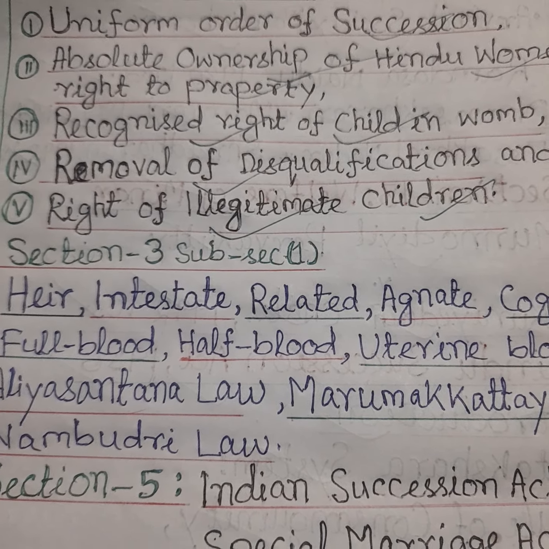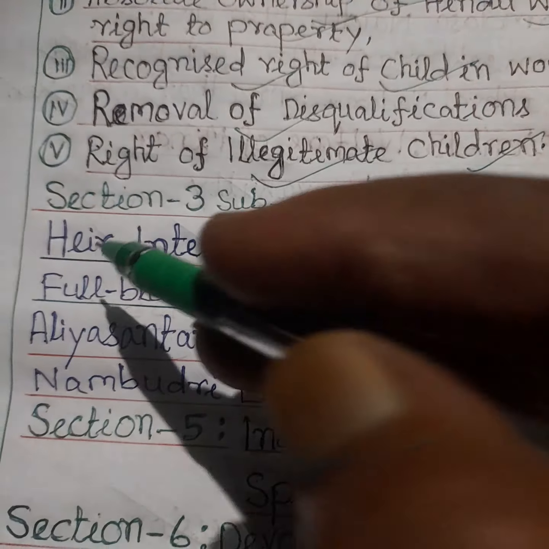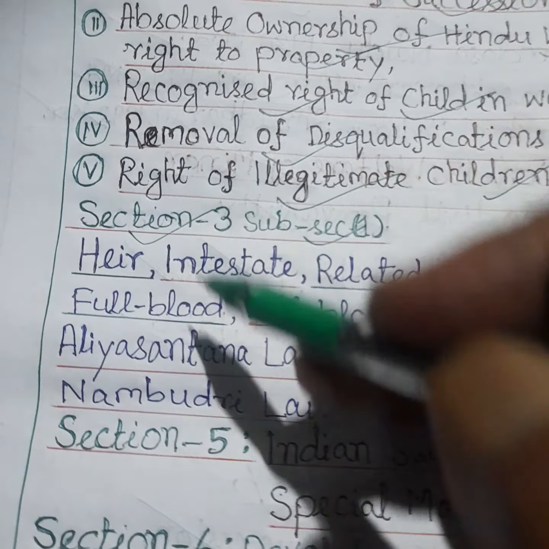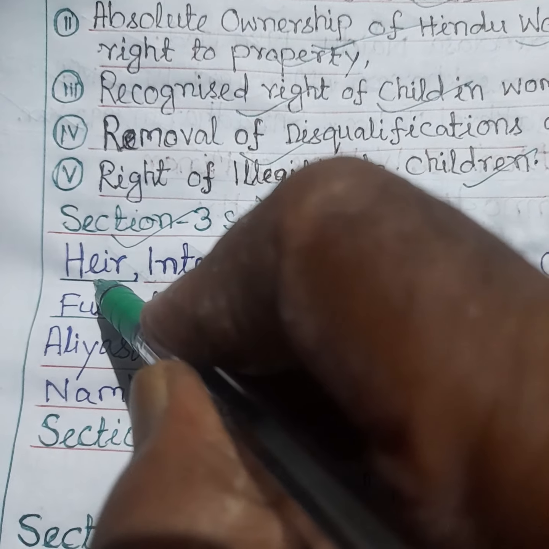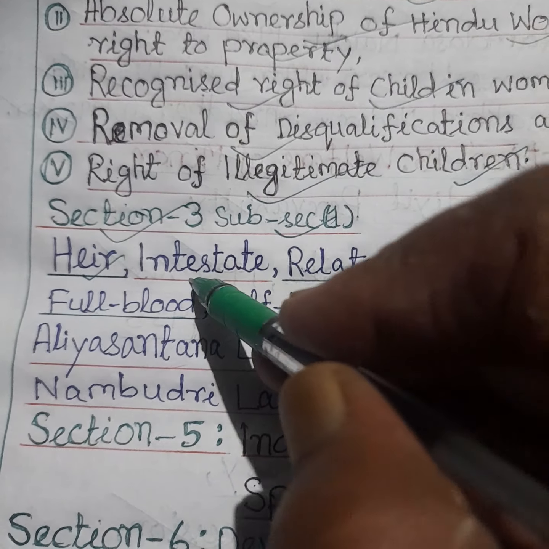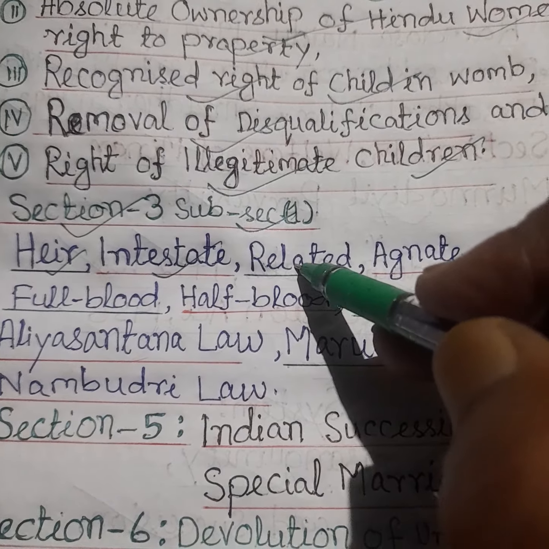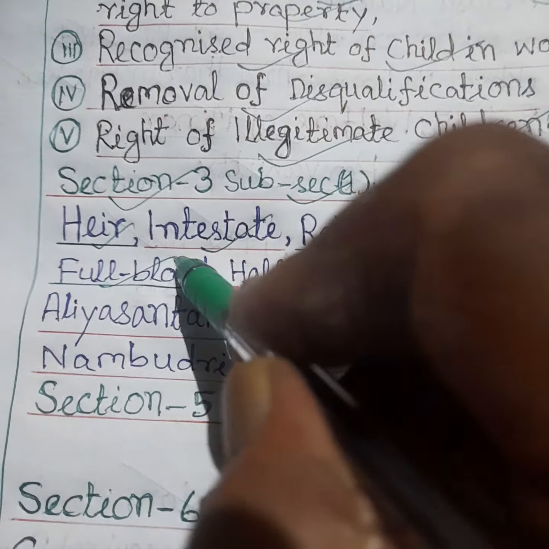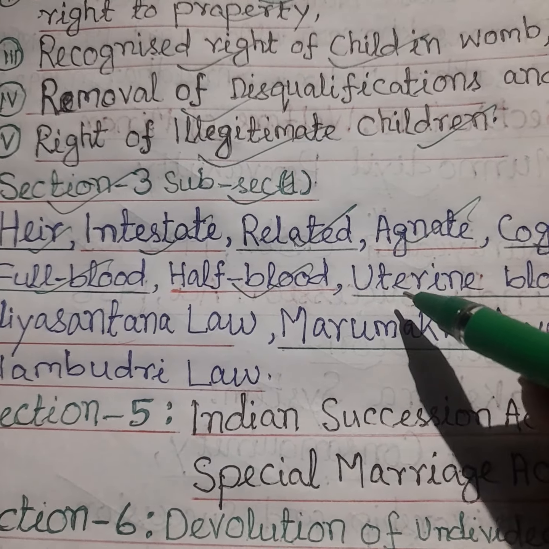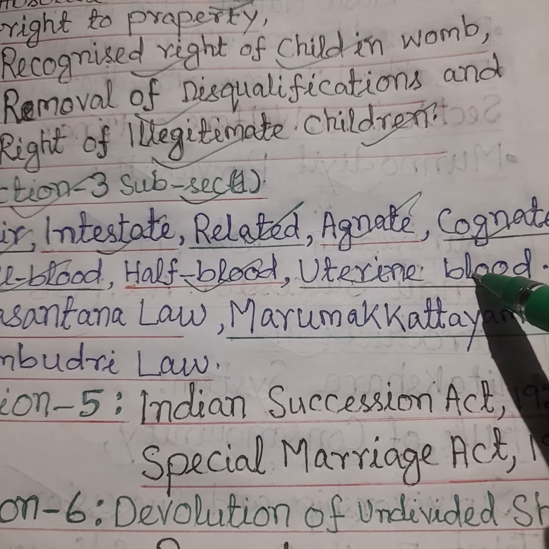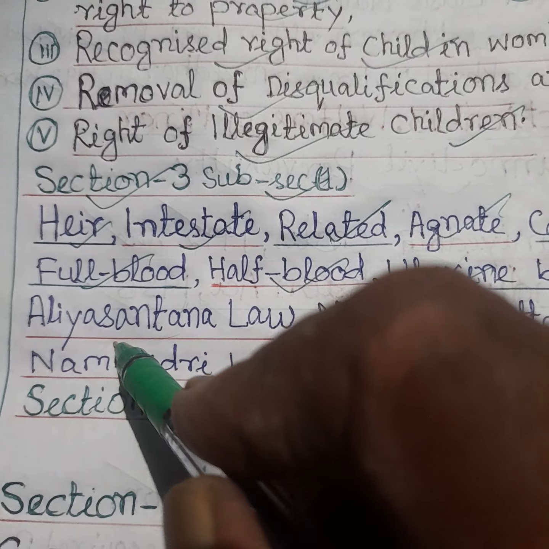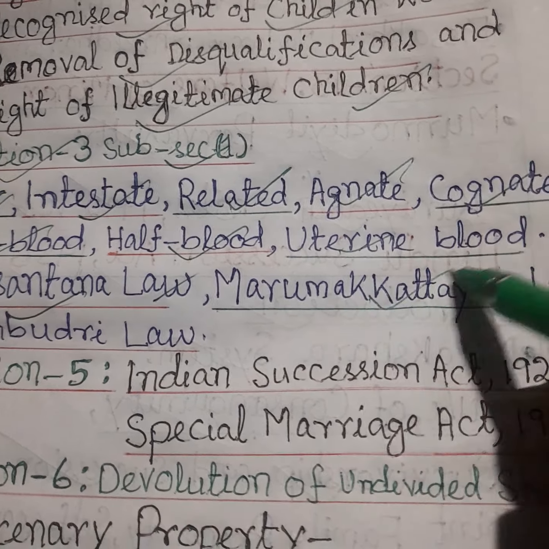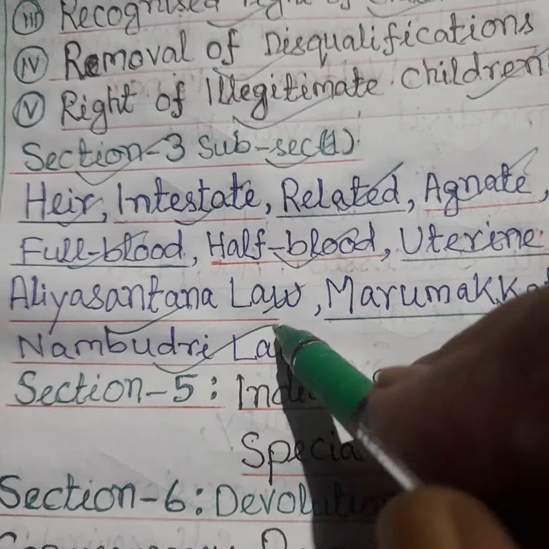As per the definitions under subsection 1 of section 3, first we will deal with the definition of heir, then intestate, then related, then agnate, then cognate, full blood, half blood, uterine blood, and Aliyasantana law, Marumakkattayam law, and also Nambudiri law.